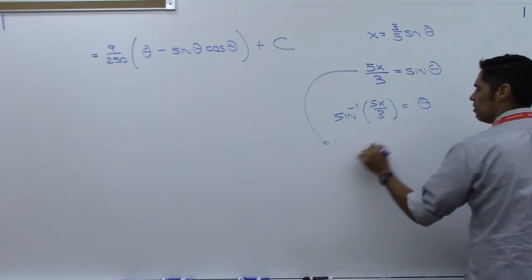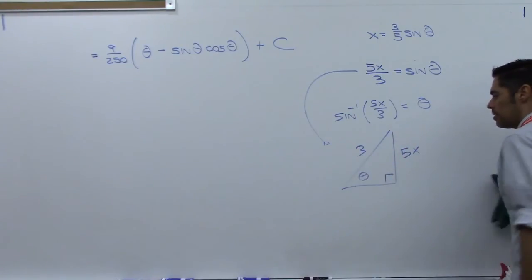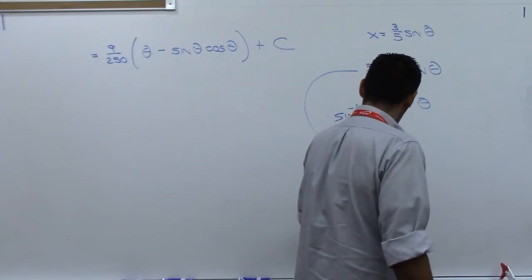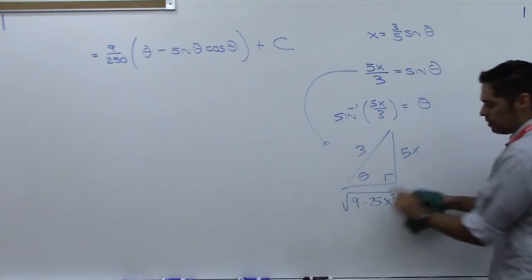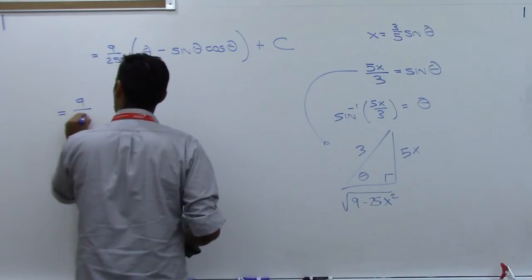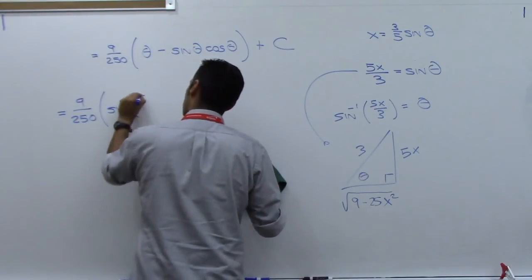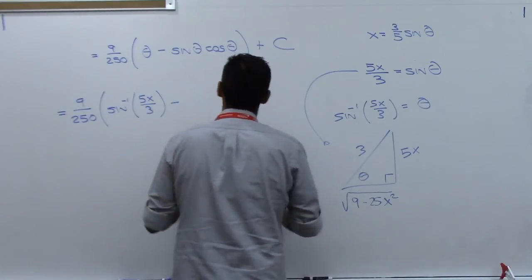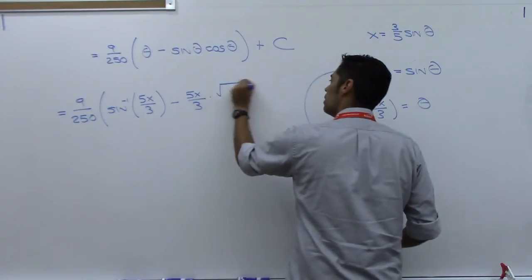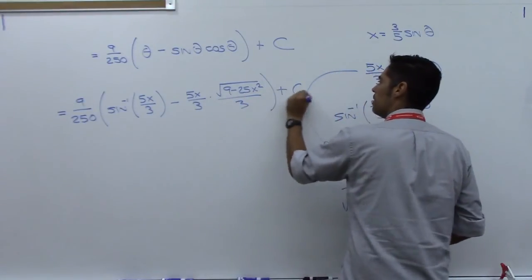And then from here, let's draw the triangle. So 5x is the opposite side, and the hypotenuse is going to be 3. And now we set up our adjacent side. It's going to be the square root of 9 minus 25x squared. And that should look familiar. That was in the original problem. And now I'm ready to write this down, get my final answer. All right, theta is arc sine of 5x over 3 minus sine theta, which is 5x over 3, times cosine theta, which is the square root of 9 minus 25x squared over 3 again, plus our constant of integration.